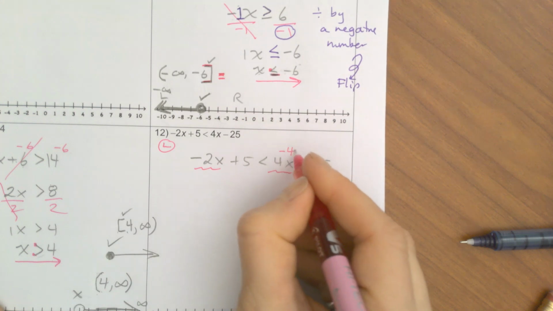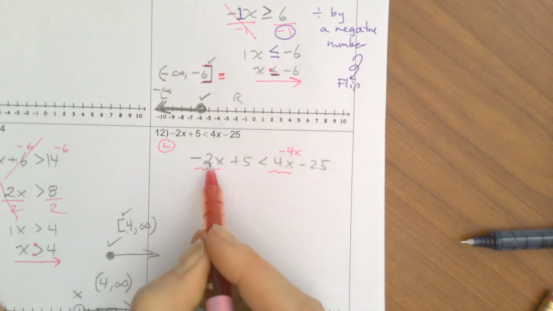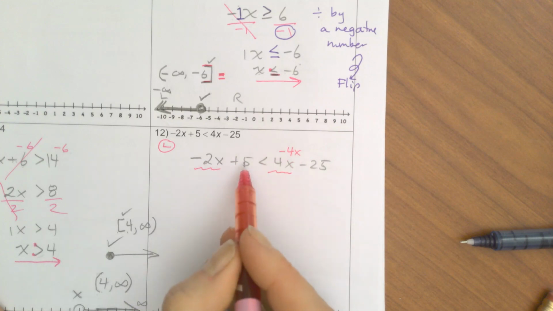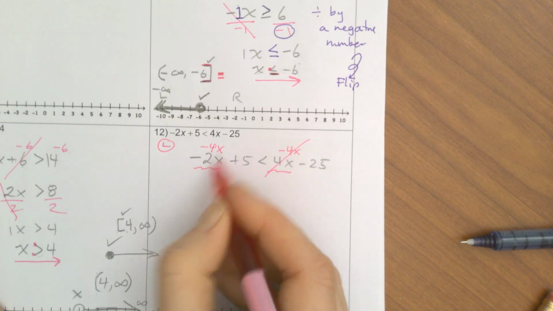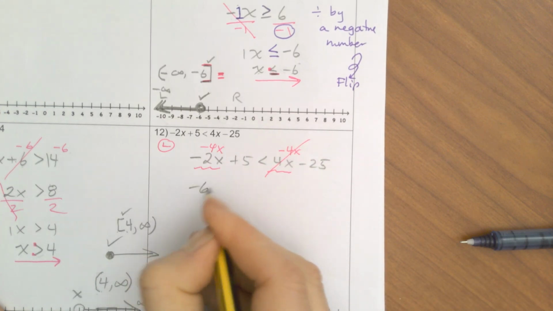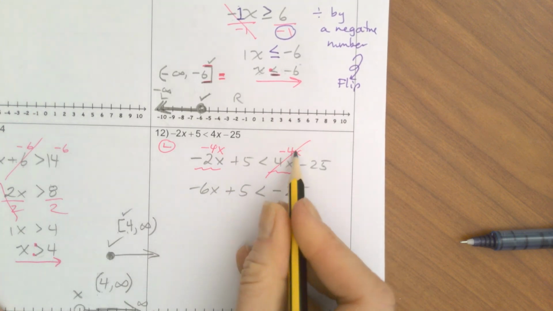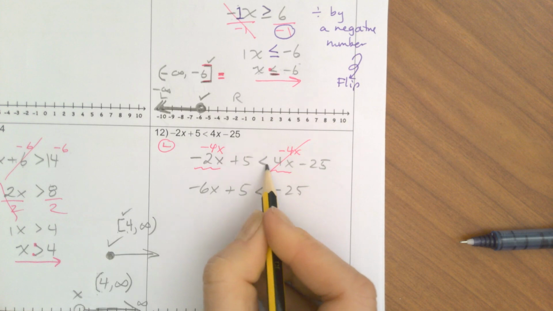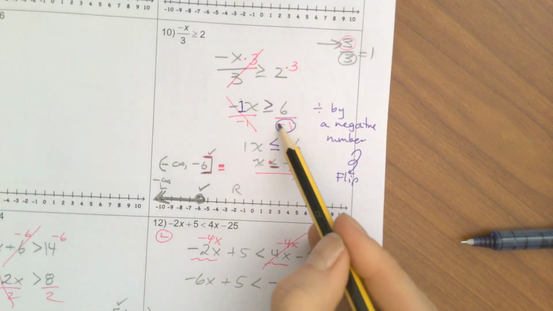So let's move him. Now I have to put this 4x with the x because he has an x and he has an x. Don't put him with the 5 because these are like terms because they both have the x's. Negative 6x plus 5. Oh, that's a negative number. Do I flip the sign? No, it's only with divide. Like here, when you have that line with the divide, that's when you flip.